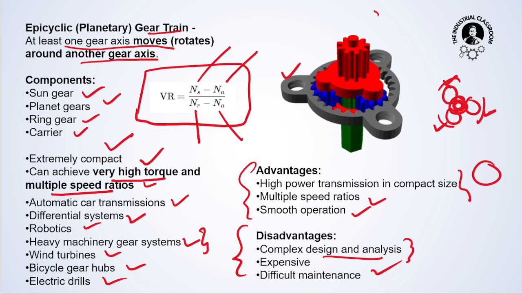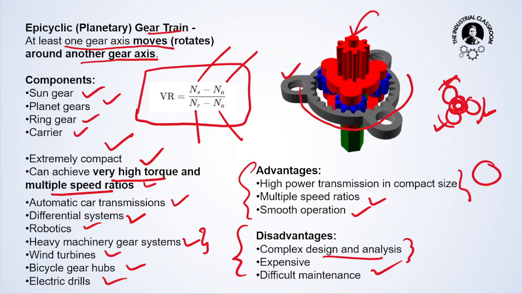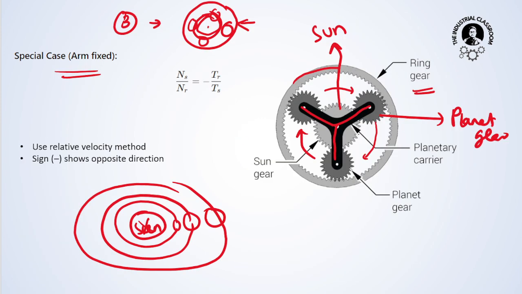Now we can also fix the sun gear. If we fix the sun gear, the ring gear will rotate, and the planets will also rotate, but these will rotate around the sun gear. Okay, the sun gear can be made fixed. So it depends on what you are fixing. You can also fix the arm. Whenever you fix the arm, the sun gear will rotate, and the ring gear will also rotate.